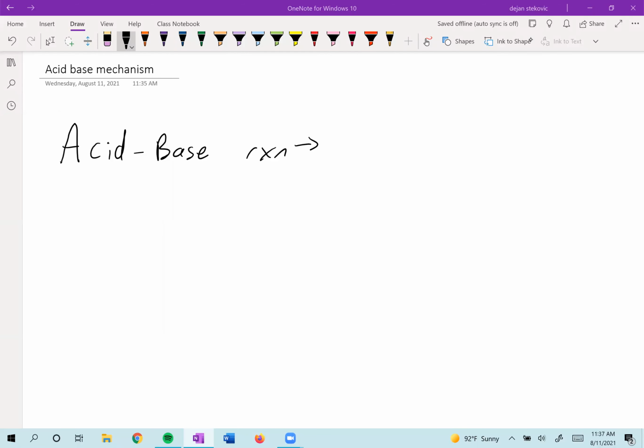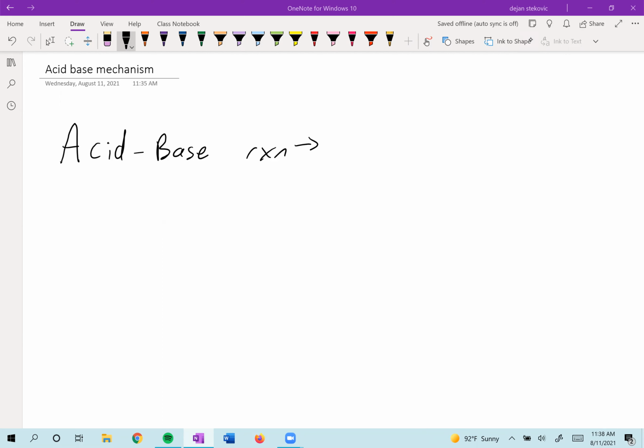All right, so let's take a look at acid-base reaction. So this will be the only reaction I expect you to be able to predict. And what I mean by that is I give you the two or three reactants, and I expect you to be able to give me the mechanism and the product. So think back to Gen Chem 101.